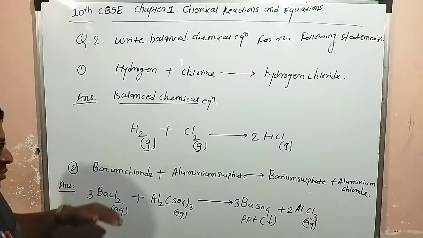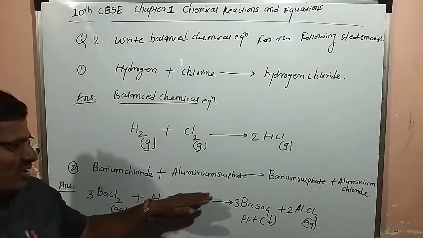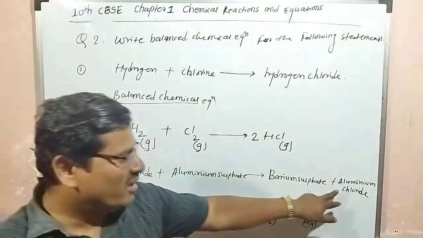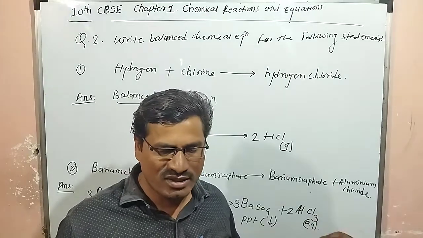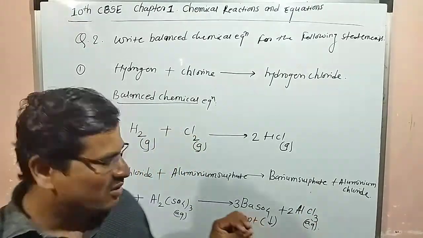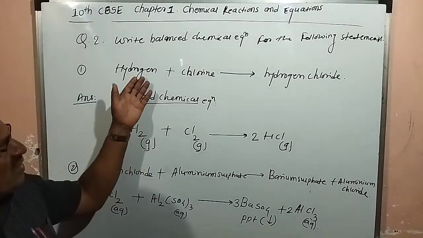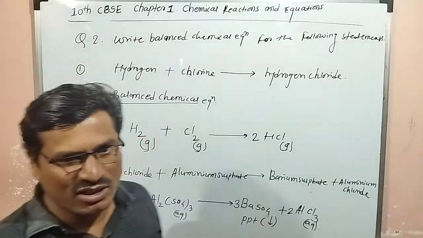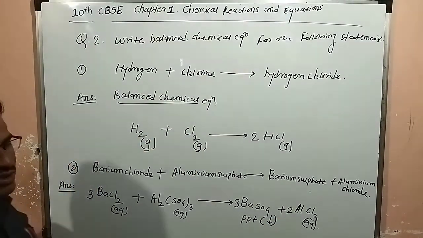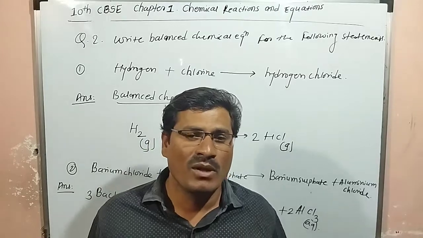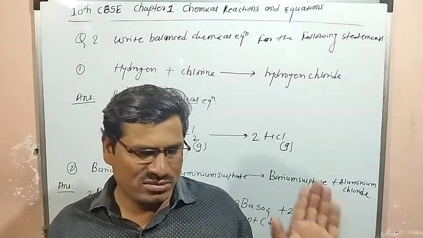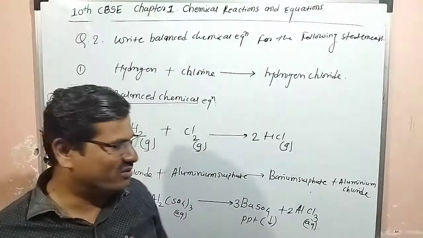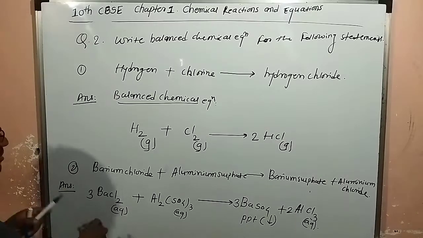So barium chloride BaCl2, aluminium sulfate Al2(SO4)3, barium sulfate BaSO4, and aluminium chloride AlCl3. So these are the two equations, and we have written the balanced chemical equation from the word equation. Now the next, third question we are going to study: again one more equation is given, and we have to write its balanced chemical equation.